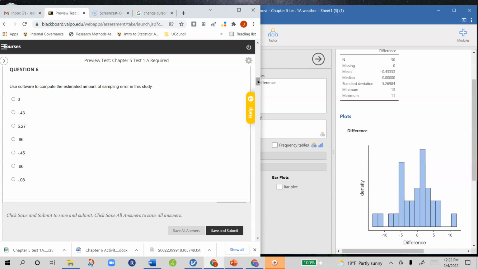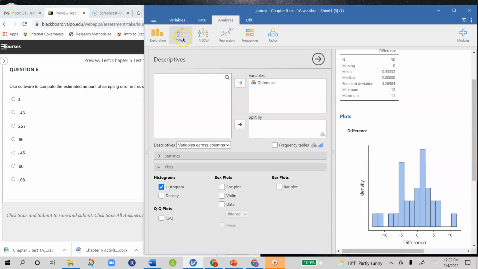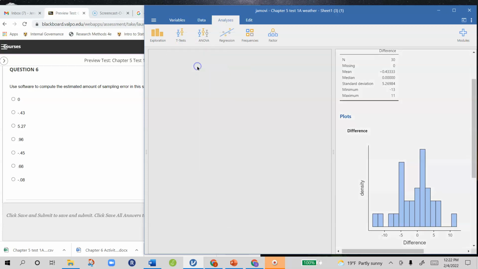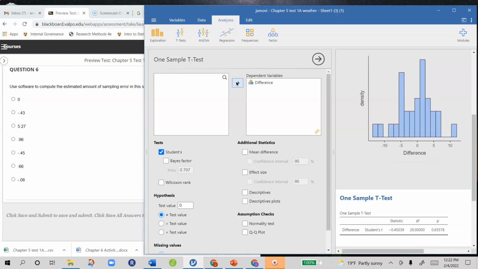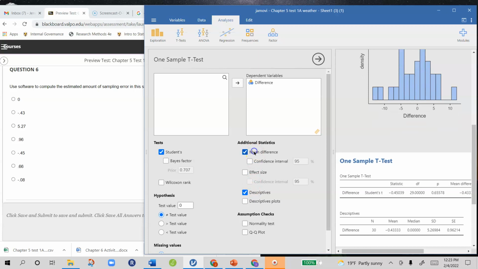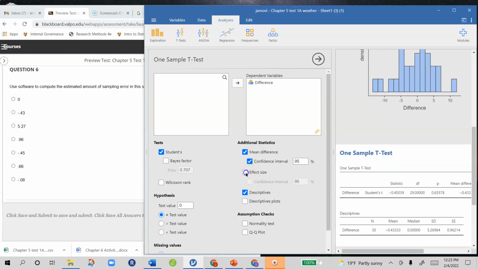Okay, now we want to compute the estimated amount of sampling error in the study. To do this, we're going to need to compute a t-test. So I'm going to click on t-test, one sample t-test, and our dependent variable here is the difference score. It's our only variable in this data file. And we're going to do a two-tailed test, you can see right here, and our test value is 0. We're comparing that mean difference score to 0. So we're also going to ask for descriptive statistics. We're going to get a mean difference with the confidence intervals and an effect size with confidence intervals here. Okay. And that will be what we're going to interpret here.